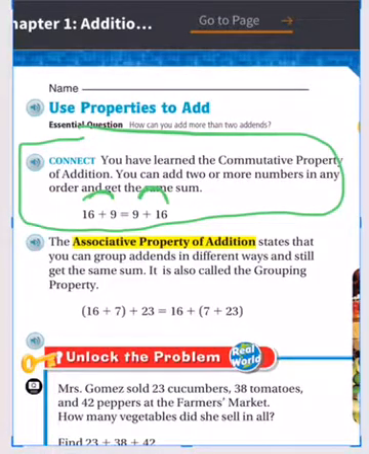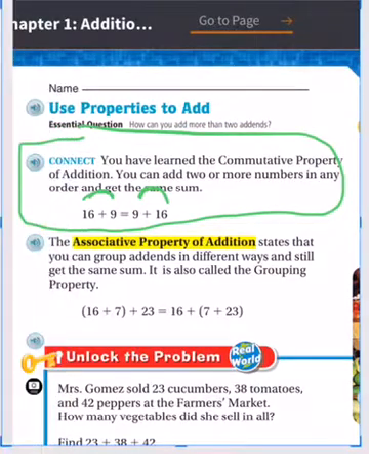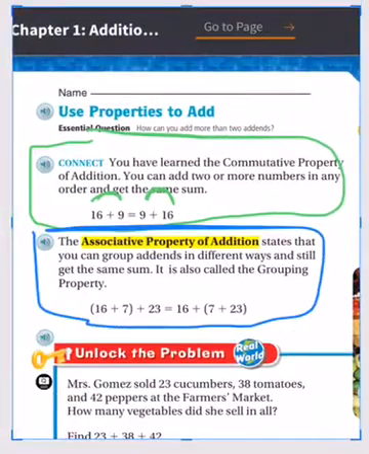Today we're also going to look at the associative property of addition, right here. And that states that you can group addends in different ways and still get the same sum. Now addends are the numbers we add together. The sum is the answer to an addition problem. This is called the grouping property.